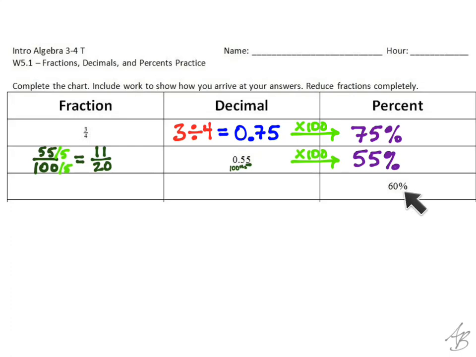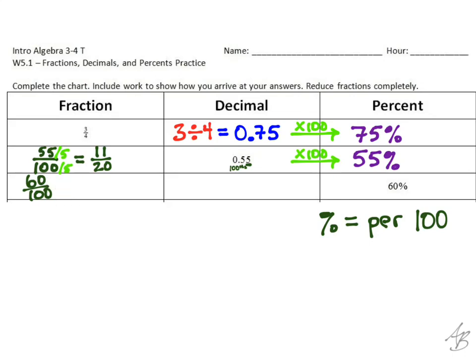On the last one, we're given a percent, and we want to convert it to a decimal and to a fraction. On the first two, when we had the decimal, to get a percent, we multiply by 100. So we remember that percent means per 100. So let's do the fraction first. For the fraction, since percent means per 100, it's going to be 60 out of 100, or 60 over 100.